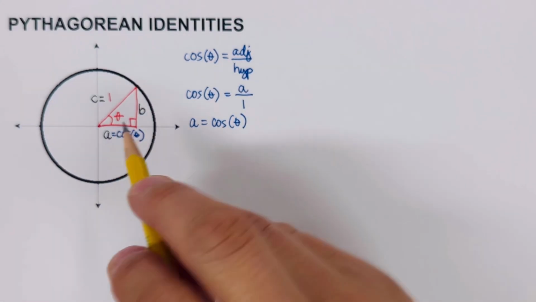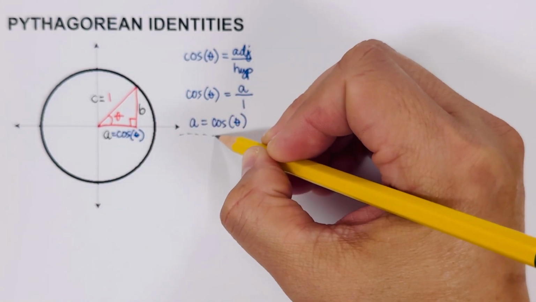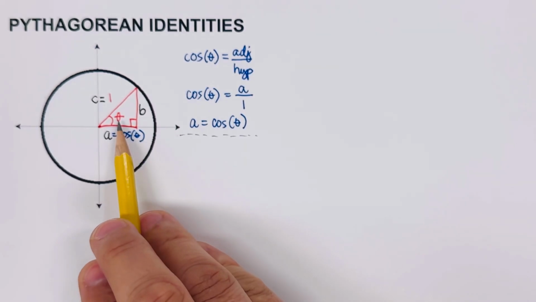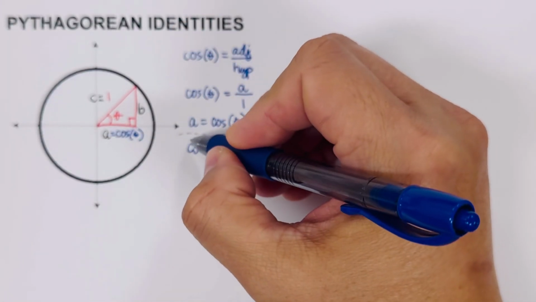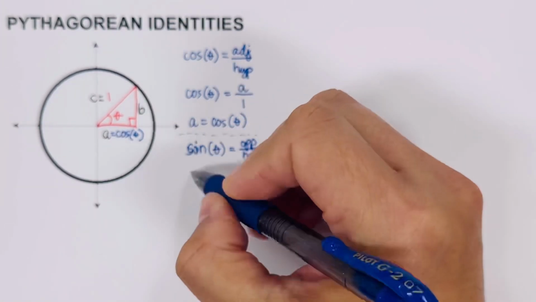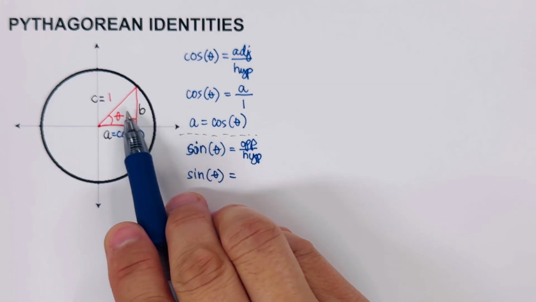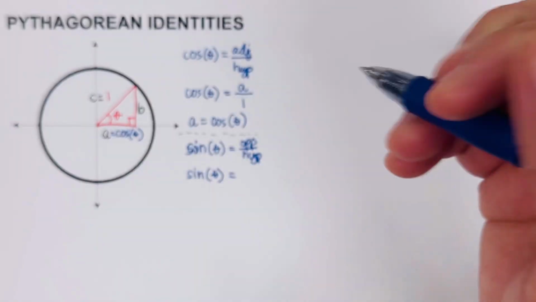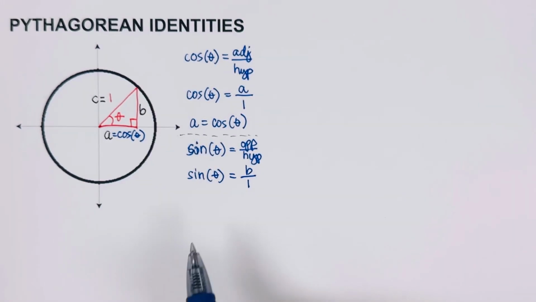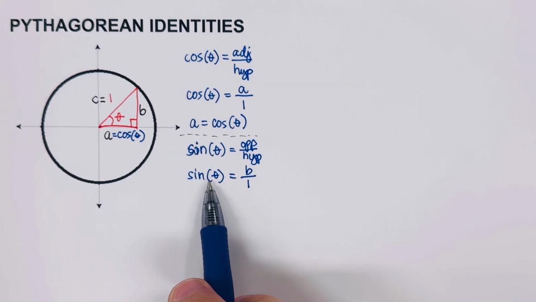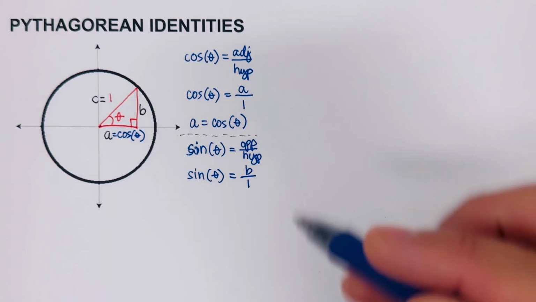Now let's look at the B. If you notice, our B here is opposite to theta. So we're going to use sine for this. So sine theta is opposite over hypotenuse. So the opposite is B, the hypotenuse is 1. So pretty much our B is actually equal to sine of theta.